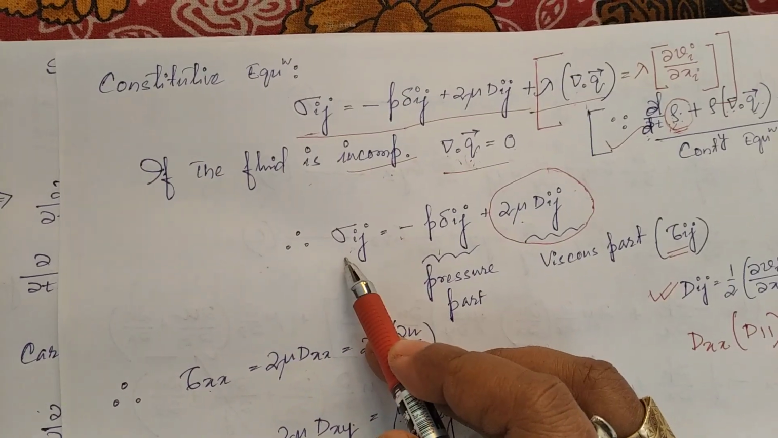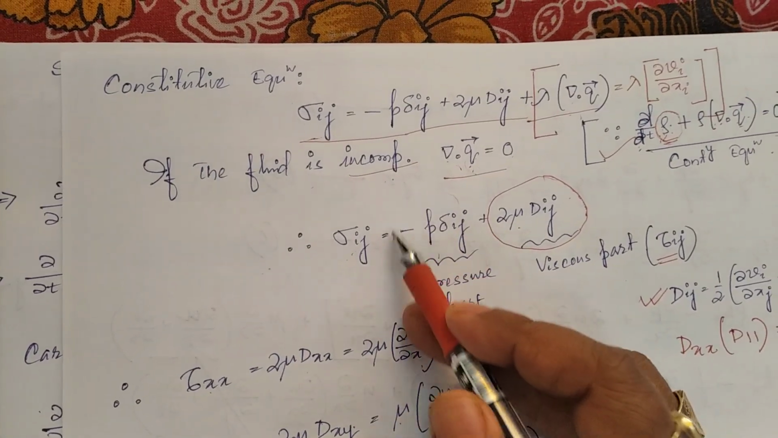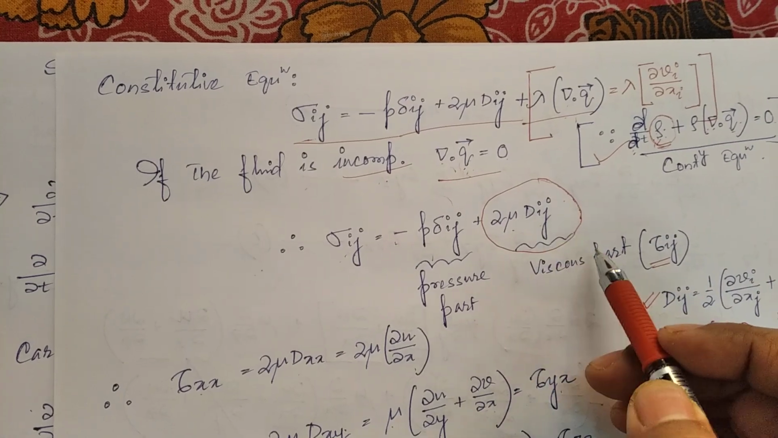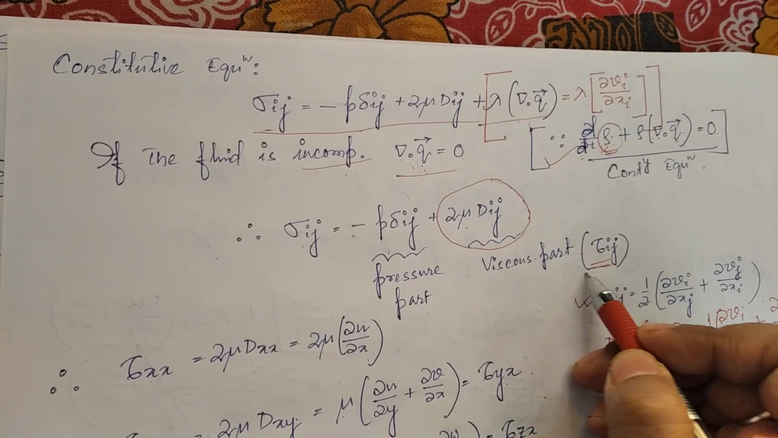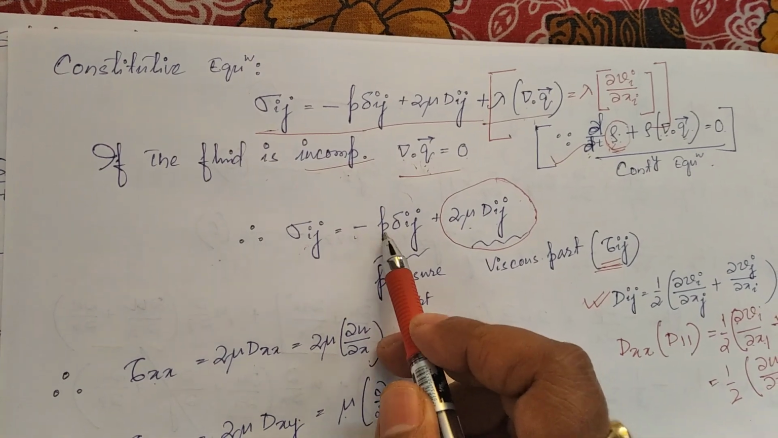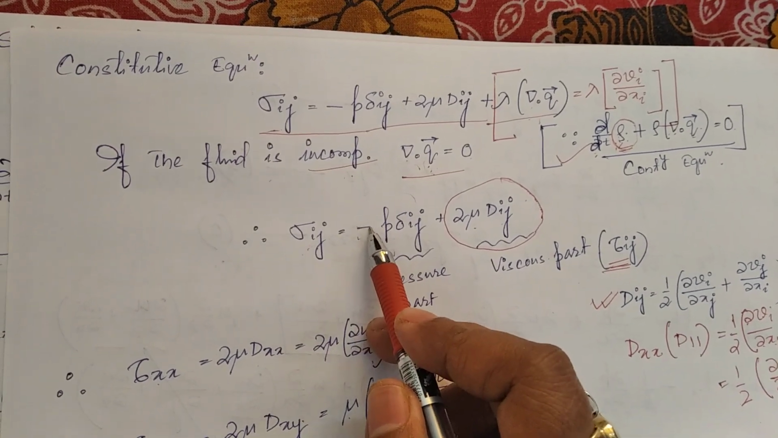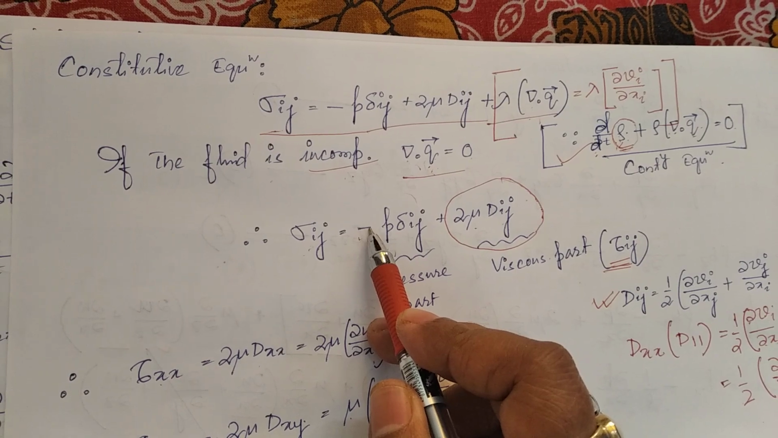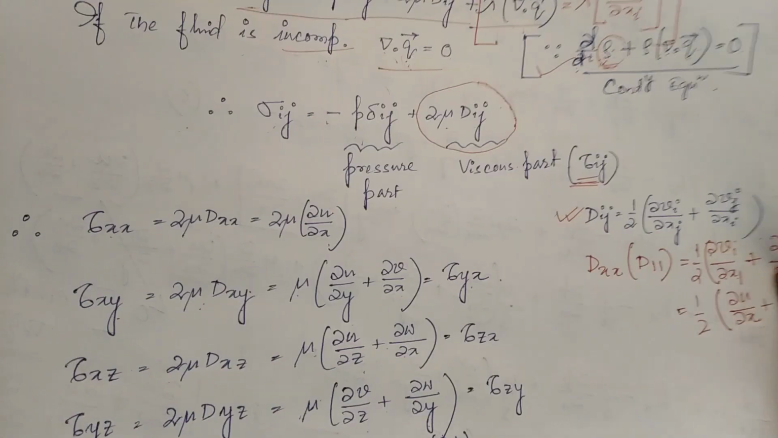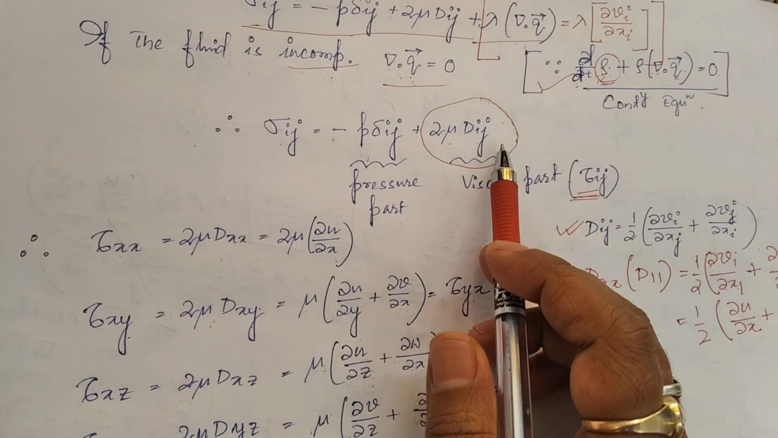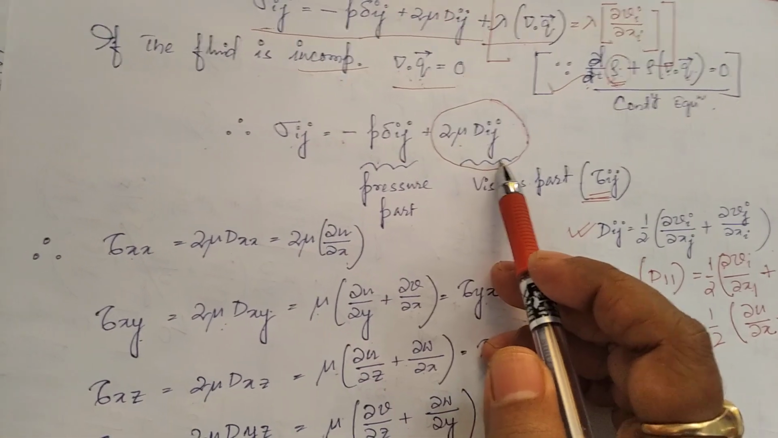So this is the stress, and it has two parts. The first part is the pressure part and the second part is the viscous part, and that viscous part is denoted by tau ij. And if you see in the pressure part, there is a negative sign. This negative sign indicates the direction of the pressure. Generally pressure acts along the inward direction. Now we try to express the viscous part in Cartesian form.